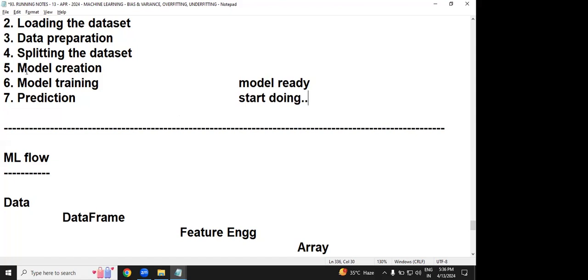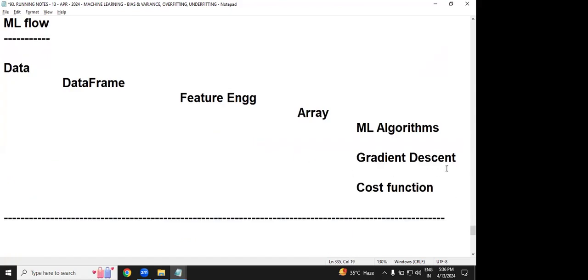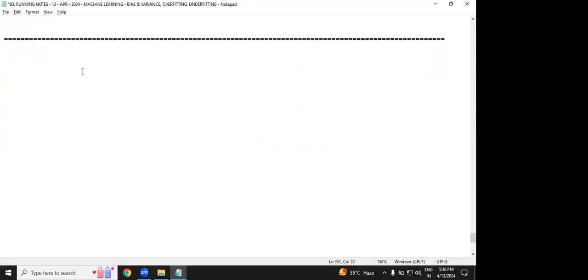During training, what exactly is happening? This one will involve the ML flow. First one is data. Next one, data frame. Next one, feature engineering if required. Next one is an array. Array to ML algorithm. ML algorithm backend is gradient descent, backbone is cost function. I hope you know what happened; we have seen it yesterday.